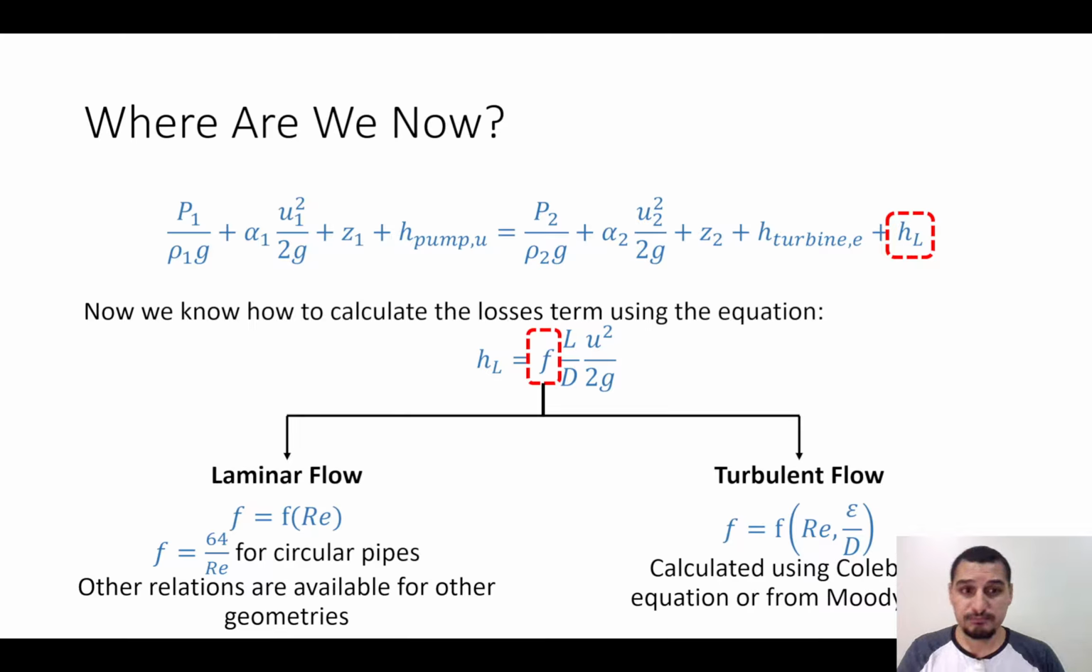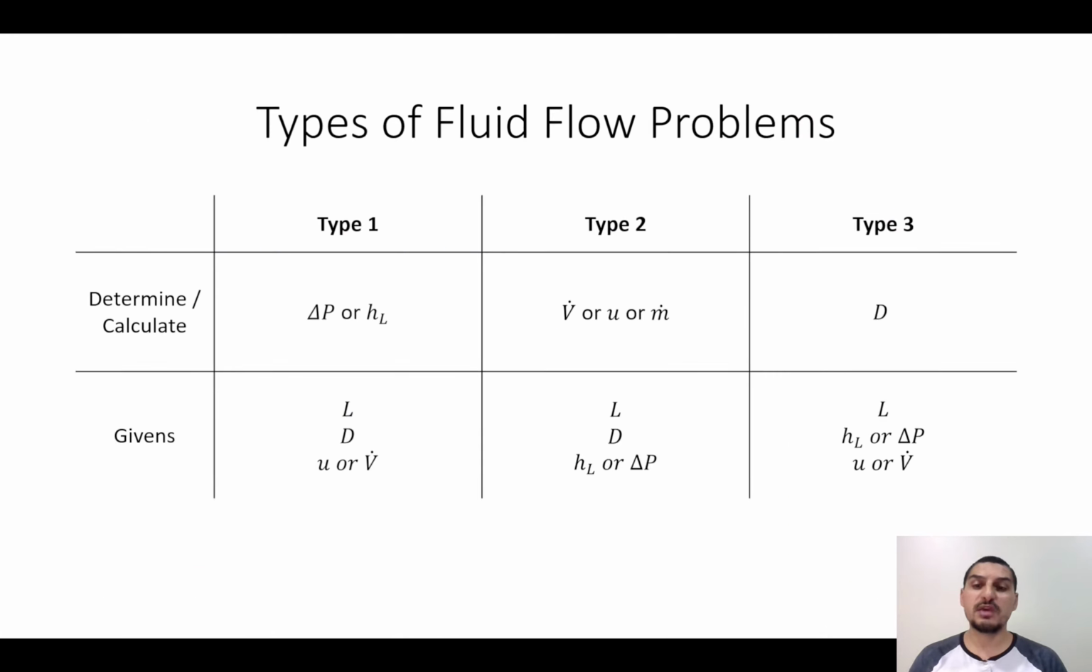So back to the big picture, we now can calculate the losses based on the parameters we know about the system: the fluid properties, the dimensions of the pipe, the flow rate, or the velocity, or whatever. So this is a very good point that we have reached. What we're going to do for the rest of this part of the chapter is to see what kind of information we usually try to calculate in these kinds of systems. We have three types of cases that we usually deal with.